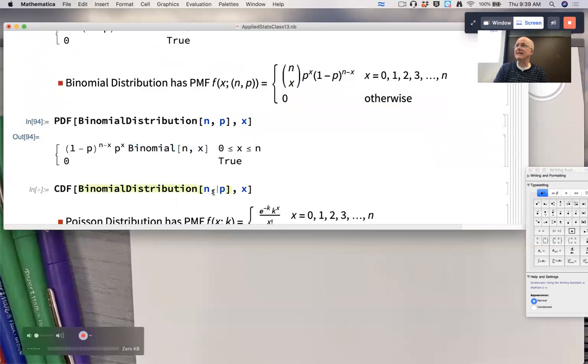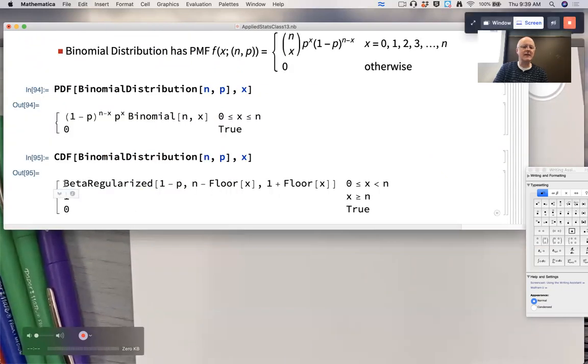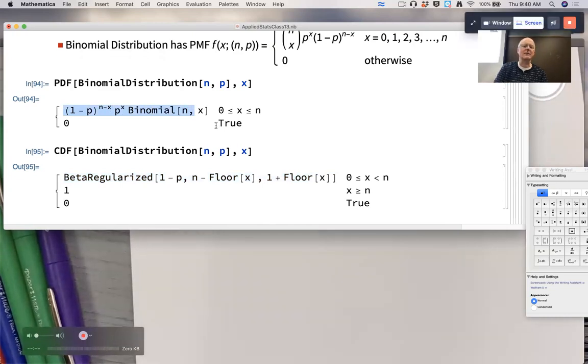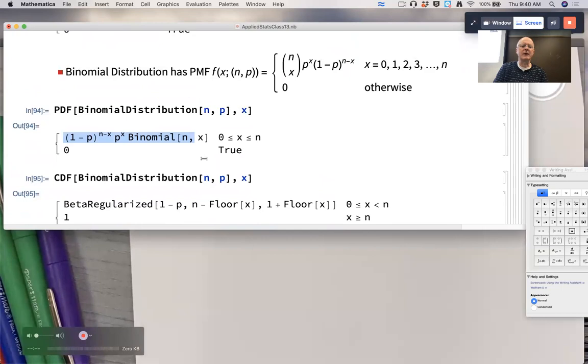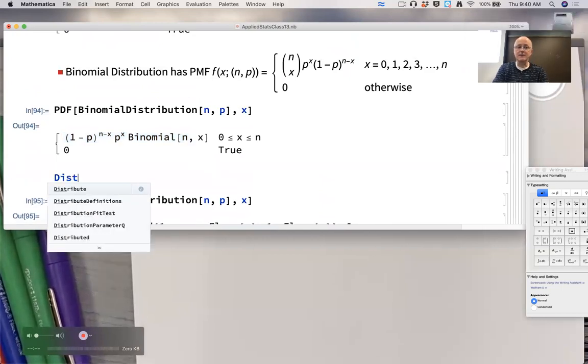The CDF adds up the PMF values, and Mathematica writes it in a strange way. Beta regularized. What in the world is that? It's just a function you've never heard of before, a name for a new kind of function that can represent the sum of things like this. Don't worry about it. It's not a big deal. By the way, if you're going to plot these things, you'd want to use, at least with the PMF, discrete plot instead of regular plot.